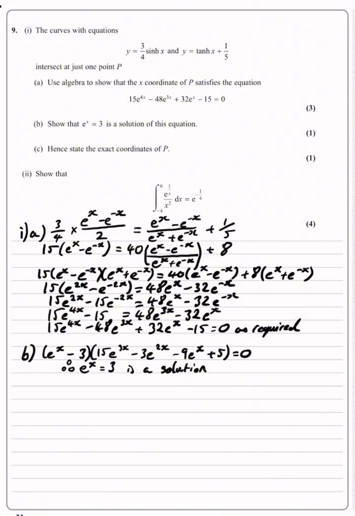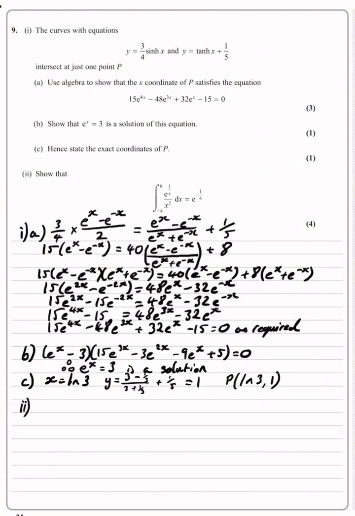For part C, well, if e to the x equals 3 is a solution, then x will be equal to natural log of 3, x equals ln 3. And we can plug ln 3 into our expression for hyperbolic tan of x plus 1/5. So we get e to the x is 3, e to the minus x therefore is a third. 3 minus a third over 3 plus a third, plus a fifth, is 1. So our point P is the point (ln 3, 1).